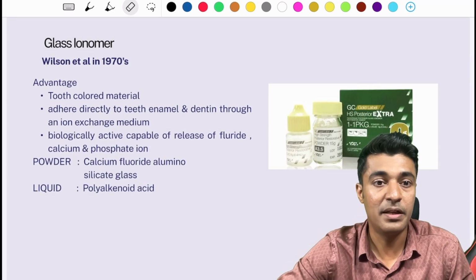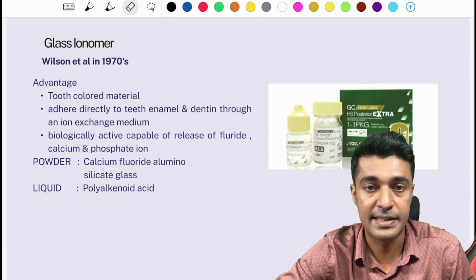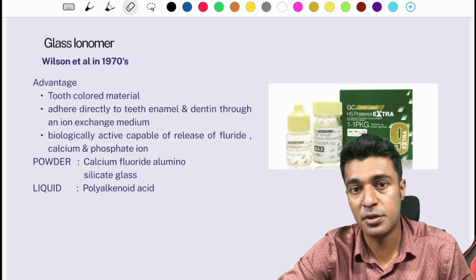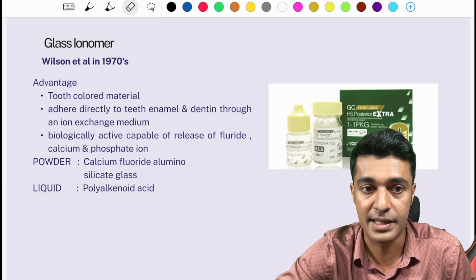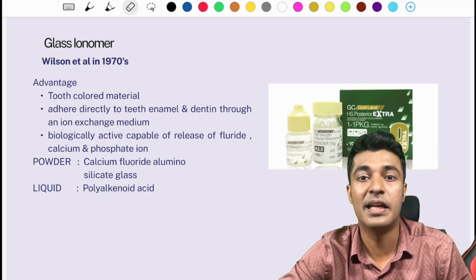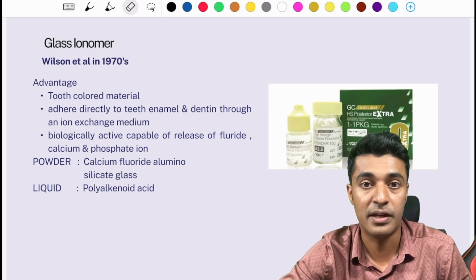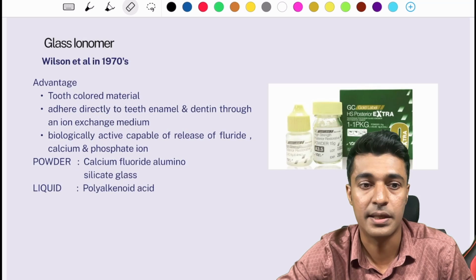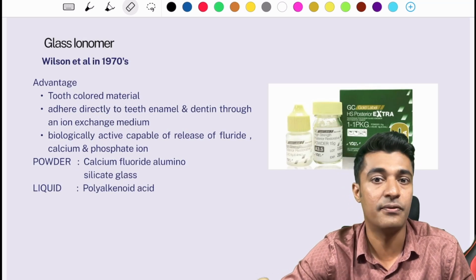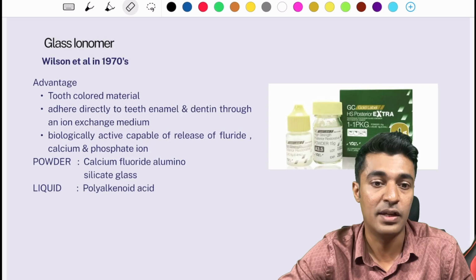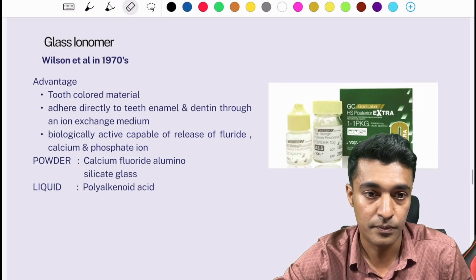Glass ionomer cement was introduced by Wilson et al. in the 1970s. The advantage of glass ionomer cement is that it is a tooth-colored restorative material. It is capable of chemically bonding to the tooth structure and it is capable of releasing fluoride, which can help in remineralization to a certain extent. The powder is calcium fluorosilicate and the liquid is polyalkenoic acid.